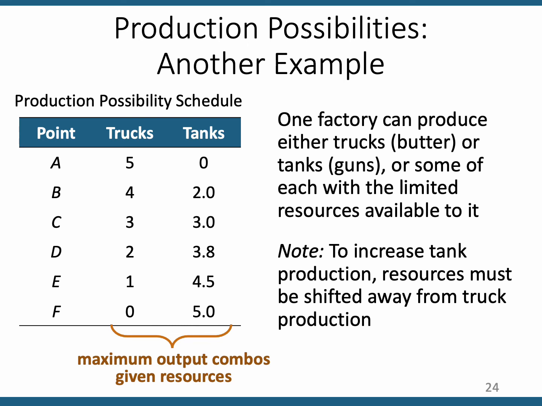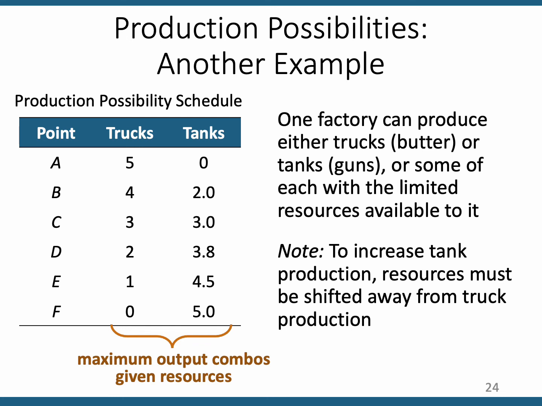And maybe you're at point E for day after day after day, and now the military is starting to signal to you that they need even fewer tanks. Okay, we're going to start producing 2 trucks per day in our factory. You go from point E to point D. What is the opportunity cost of that 2nd truck that you gained when you went from 1 to 2? What are you giving up in tank production? 0.7 tanks. The opportunity cost is rising.